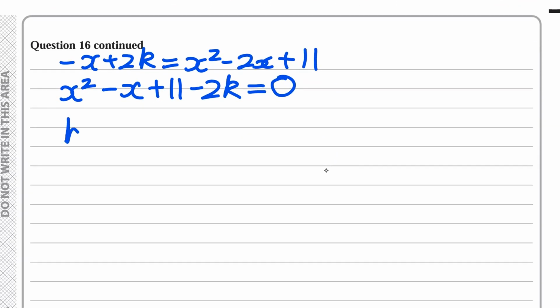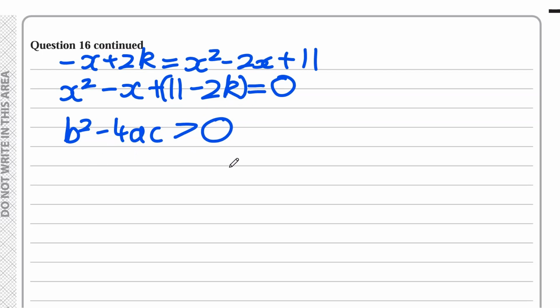So the discriminant b squared minus 4ac is bigger than 0. Here a is going to be 1 because the coefficient of x squared here is 1. B is going to be minus 1 because the coefficient of x here is minus 1, and c is going to be this 11 minus 2k. You can put this in brackets like this if you like.